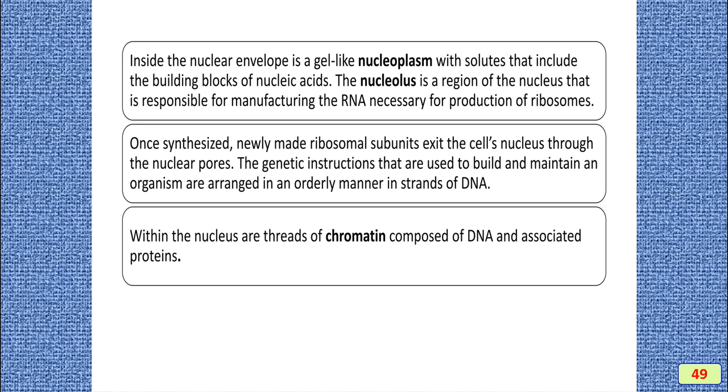The nucleolus is the region of the nucleus that is responsible for the functioning of the RNA and necessary for the production of the ribosomes. It's also an important organelle that is responsible for the heredity transport from the animals to their offspring. And within the nucleus, there are threads of chromatin composed of DNA and associated proteins.